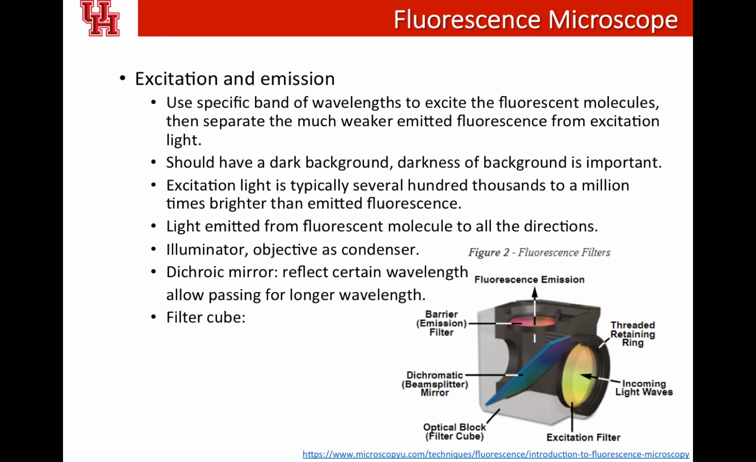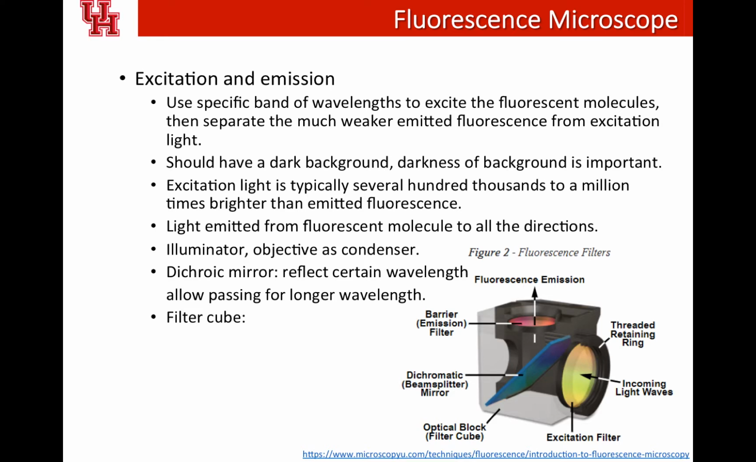The first important thing is excitation and emission, right? You have to excite the molecules, and then wait until they emit light so you can see it. Normally people use a specific band of wavelengths to excite the fluorescent molecule, and then separate the much weaker emitted fluorescence from the excitation light. Normally the excitation is pretty strong, and the emission light is weak. The ideal case is a darker background, which is much better, so you only see the fluorescent molecules against a really dark background.